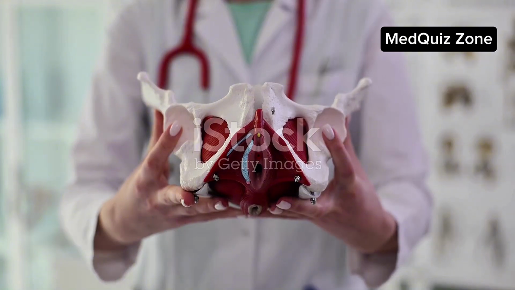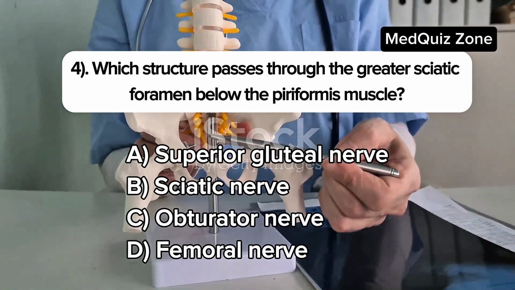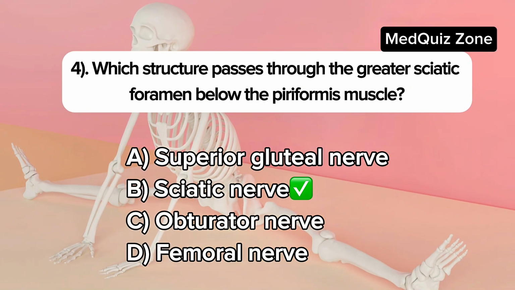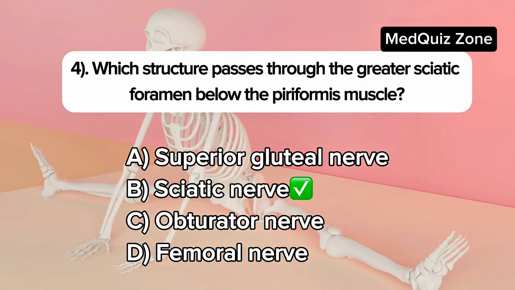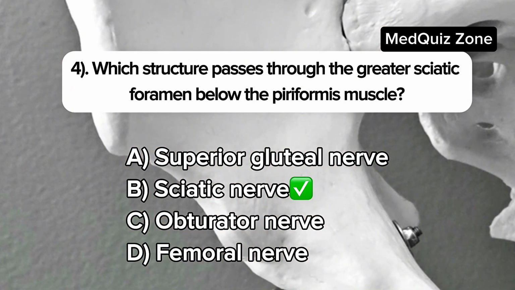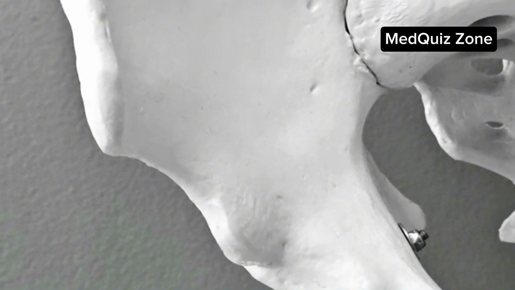On to question number 4. Which structure passes through the greater sciatic foramen below the piriformis muscle? The answer is the sciatic nerve. The greater sciatic foramen is a large opening in the posterior aspect of the pelvis. The piriformis muscle passes directly through this foramen, dividing it into suprapiriform and infrapiriform spaces.